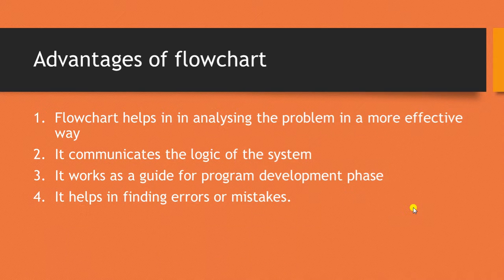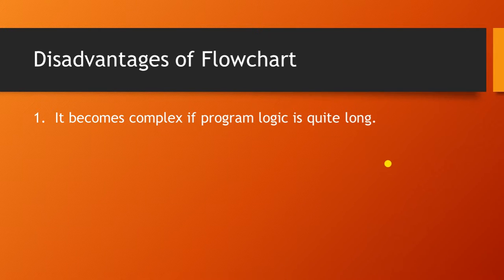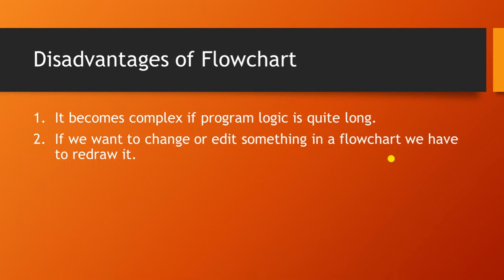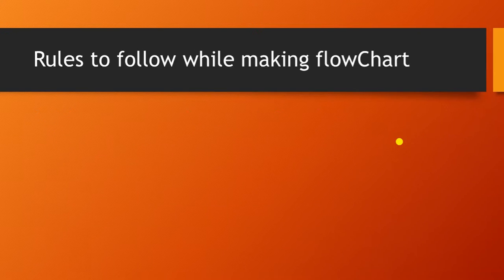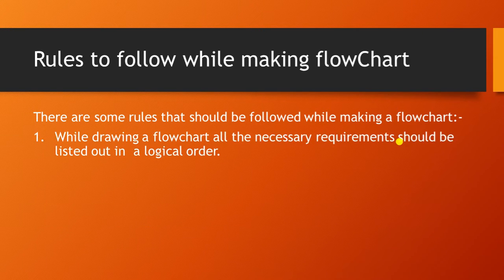Once we run the flowchart, we come to know what errors we are going to commit, and we can rectify them. But there are a few disadvantages also, like it becomes complex if the program is very long, or it may take some time. When you have to edit something, you will not overwrite it, you have to redraw it, so it is a time-taking job, but it makes our work easier finally. But what are the rules we have to follow when we are making a flowchart? The first and very important thing is, when you are making it, you have to collect all the necessary requirements in a logical order.